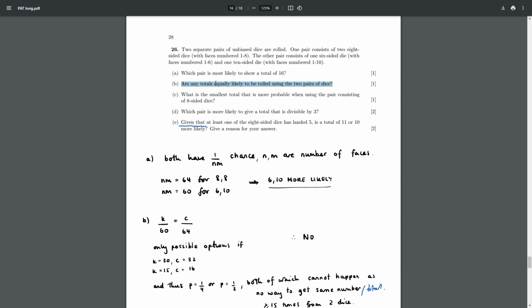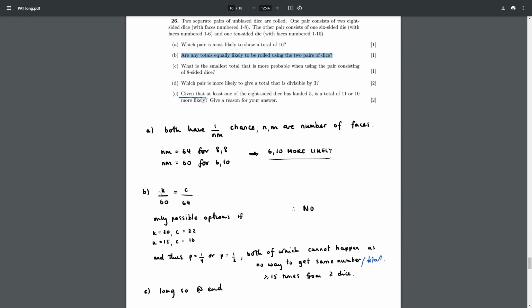Part B. Are any totals equally likely to be rolled using the two pairs of dice? So for this we require k over 60 equals c over 64, where k is the number of ways we can get an outcome for the 10 and 6 die, and c is the number of ways we can get an outcome for the 8 dice. And this is only possible, of course, k and c must be integers, there's only a whole number of ways we can get a certain outcome. For the integers, this is only possible when k is 30 and c is 32, or when k is 15 and c is 16, which means our probability of getting a certain number needs to be 1 over 4 or 1 over 2.